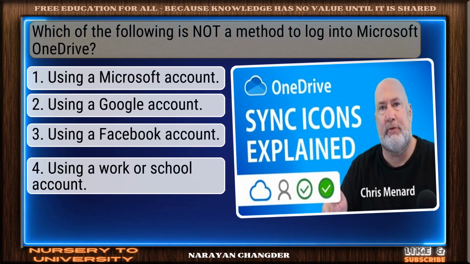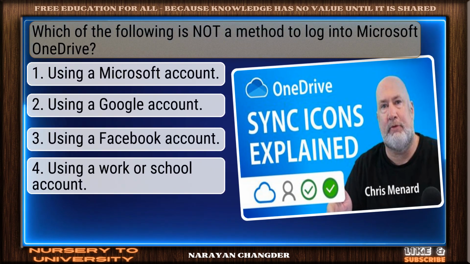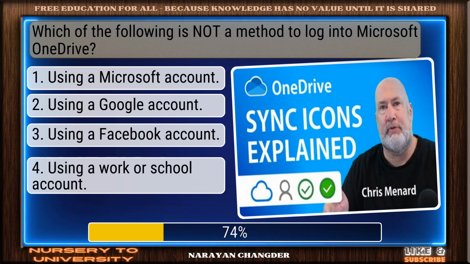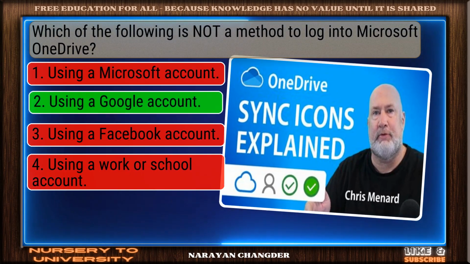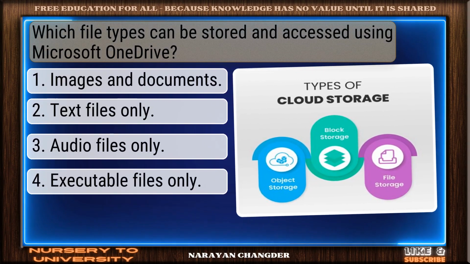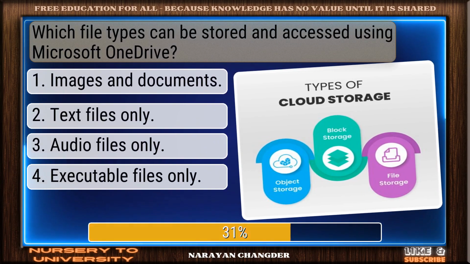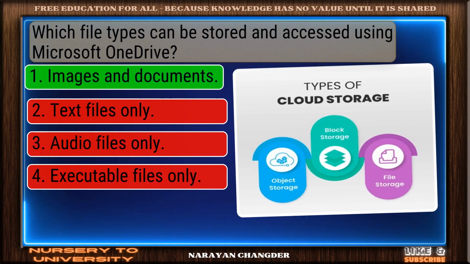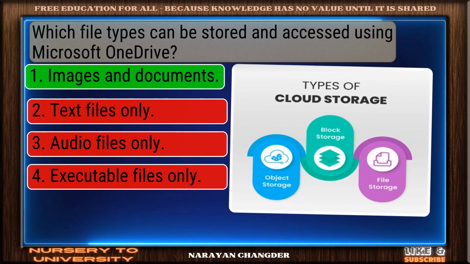Question number 3. Which of the following is not a method to log into Microsoft OneDrive? Exactly. Using a Google account makes sense, and it is the right choice. Question number 4. Which file types can be stored and accessed using Microsoft OneDrive? Smart pick. Images and documents is the correct choice.